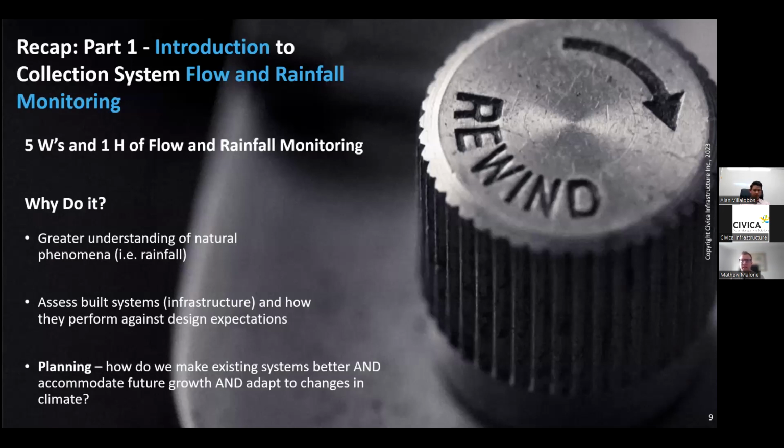So part 1, we did basically an introduction to flow and rainfall monitoring, the 5 W's and 1 H. And the most important thing that we took away from that is the why we do it. We want to understand how the natural environment is impacting us. We want to measure rainfall. We want to understand how storms are changing over time. And then we want to assess the built systems, the infrastructure, and how they perform when we do get things like rainfall events. Are our collection systems operating as we expected them to, based on the design that went into those various features? And then, looking to the future, how do we make these existing systems better? How do we optimize them? How do we accommodate future growth and adapt to changes in climate?